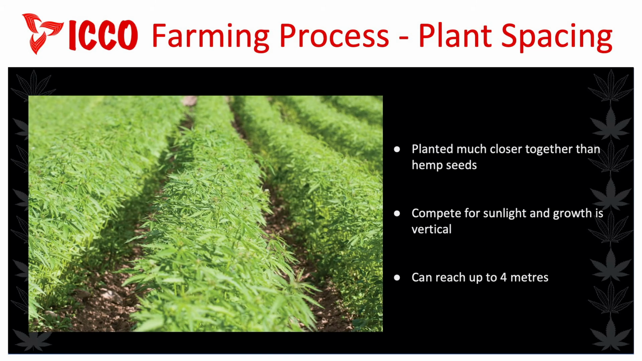What about planting? Well, industrial hemp fiber plants should be planted much closer together than hemp seed plants. This is important so that the plants compete for sunlight and grow upwards and not outwards. This ensures more of the valuable long fibers and increases the quality of the fibers. The plants can reach 4 meters in height.